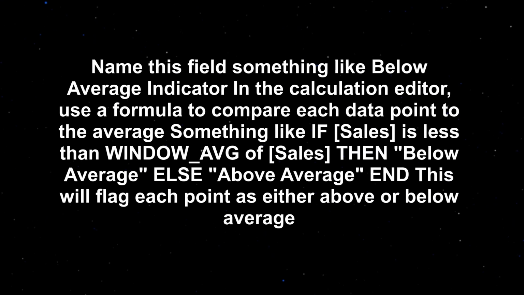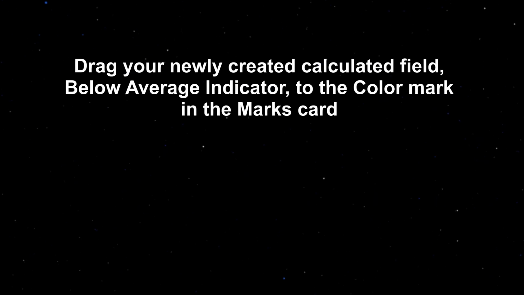Now, for the magic, create a calculated field by right-clicking in the dimensions pane and selecting Create Calculated Field. Name this field something like Below Average Indicator. In the calculation editor, use a formula to compare each data point to the average, something like IF sales is less than WINDOW_AVG of sales, then below average, ELSE above average, and this will flag each point as either above or below average.